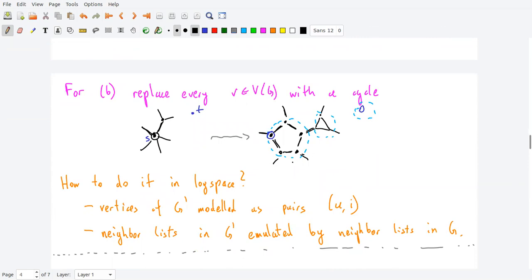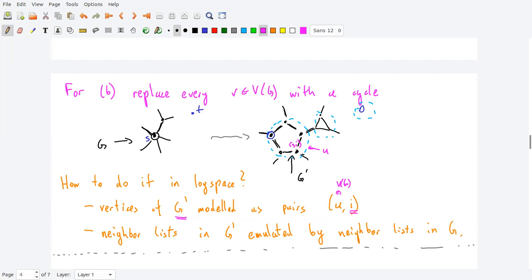Namely, we can essentially emulate working on this graph G prime by working on this graph G. Namely, the vertices of the graph G prime, what are they? They are actually pairs, consisting of a vertex of G, so the cloud in which my vertex is, U, and then the index i of the edge outgoing of the vertex U. So I model the vertices of G prime as pairs.